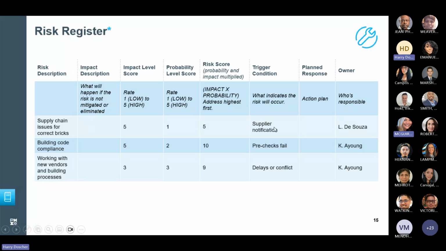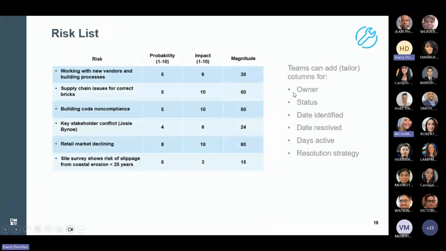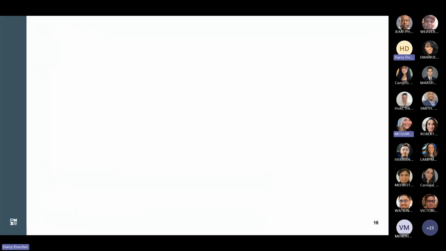Also list the trigger conditions. How does this happen? What do you see as leading indicators that this risk will occur? And then you should have an action plan for each one of these. The action plan definitely does not have to fit within these squares. The action plans can be a lot more detailed than that.